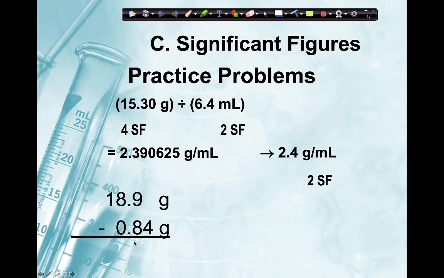Okay, so the next one. Well, I have a subtraction problem. The rule for subtraction is that we go to the lowest number of decimal places. So I have 1 decimal place here, I have 2 here. This is what my calculator spits back out. So I want my answer to have 1 decimal place. So my first decimal place is 0. There's a 6 behind it, so it rounds up to 18.1.